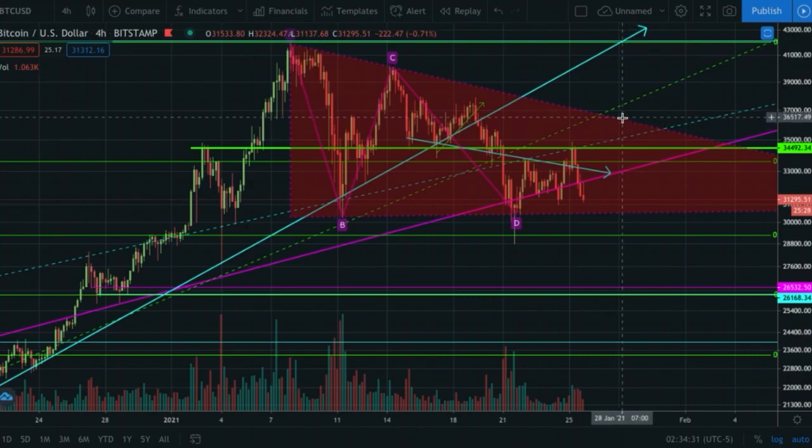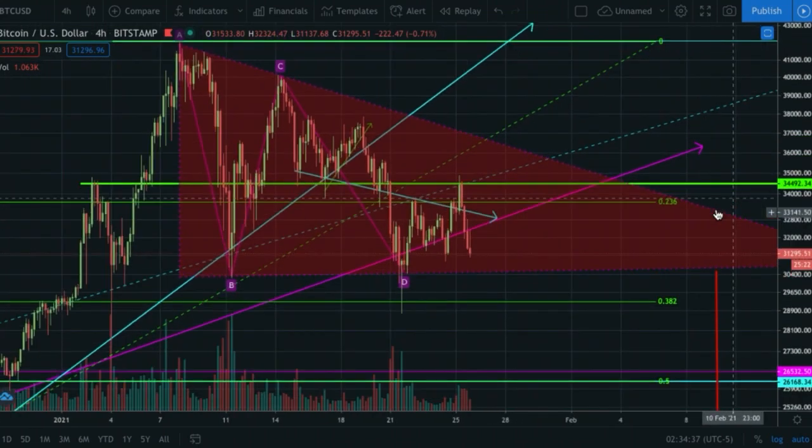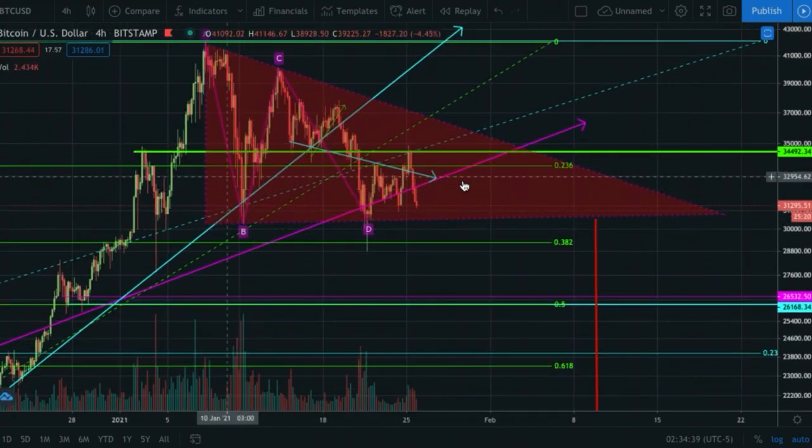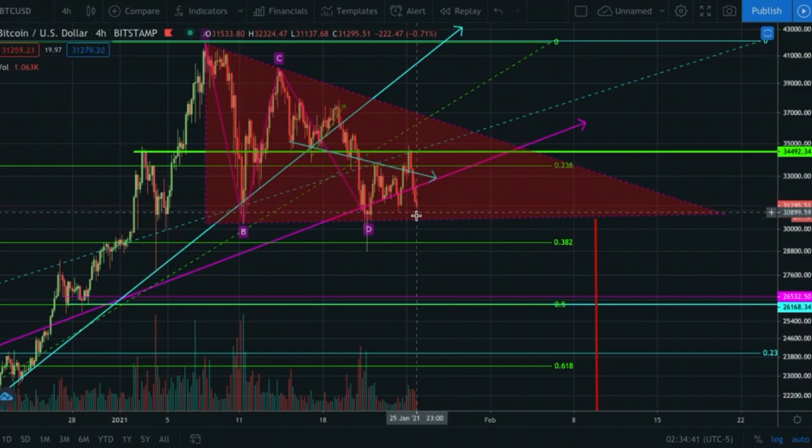We could come all the way back up to the top of the triangle at like 36,000 and some change, and still just range out in this. Typically these things go at least like 66 to 80% roughly before they break. So, just a rough target would be like middle to end of February for this thing to break to the downside, but it could easily happen before then.